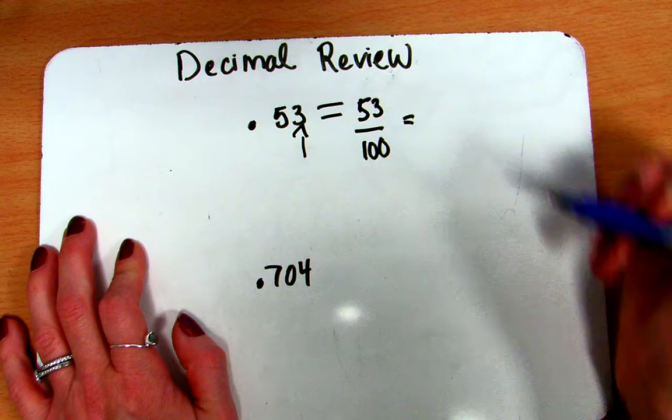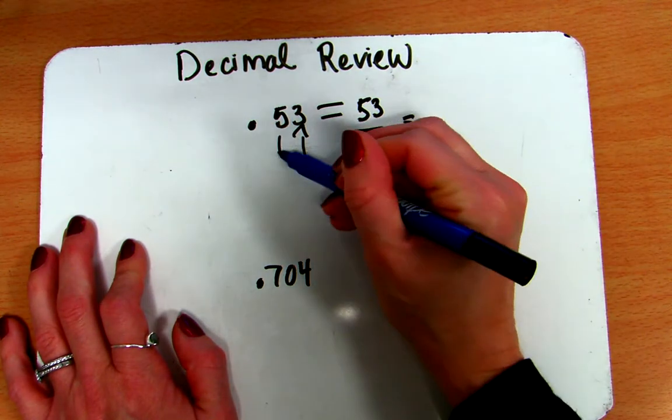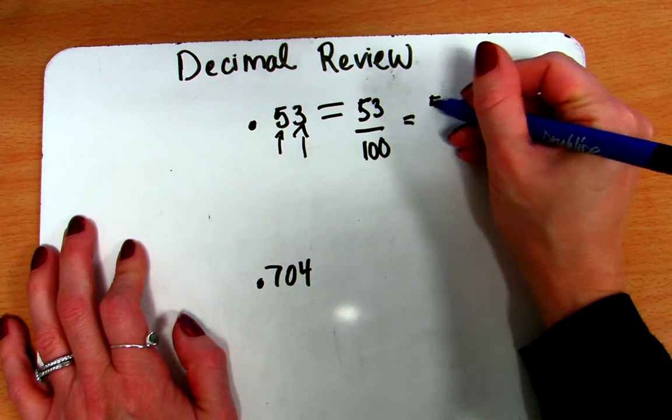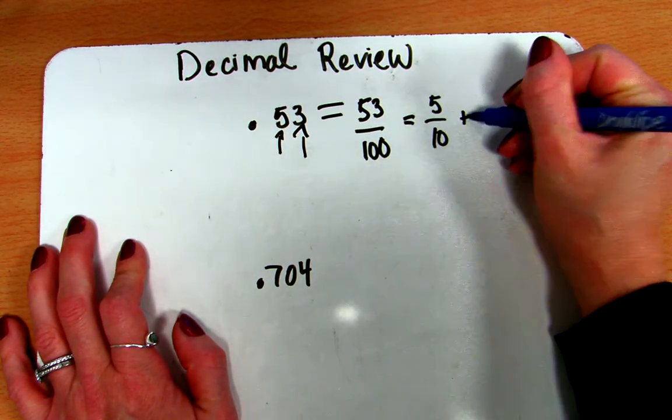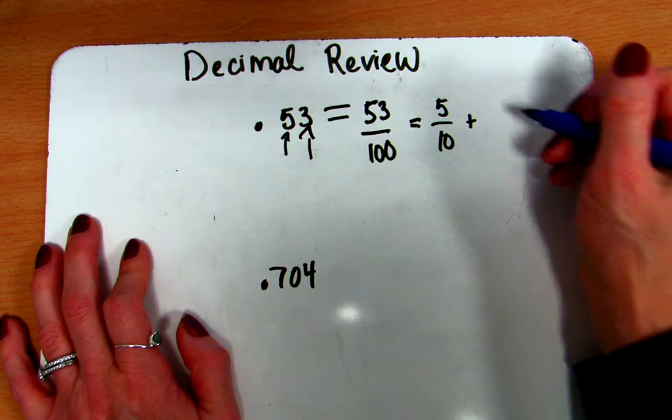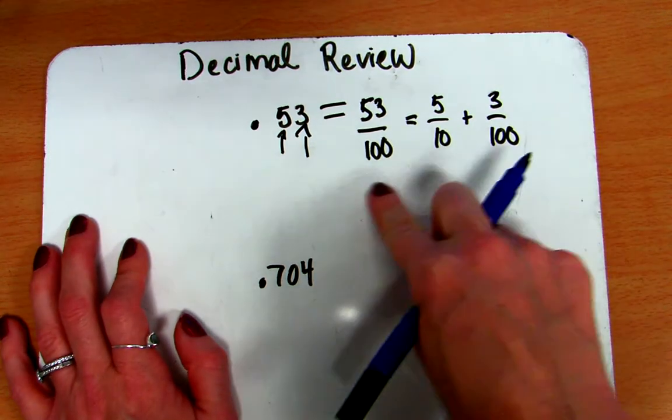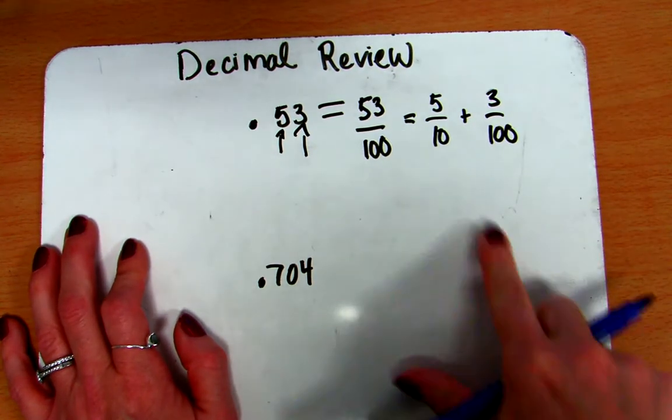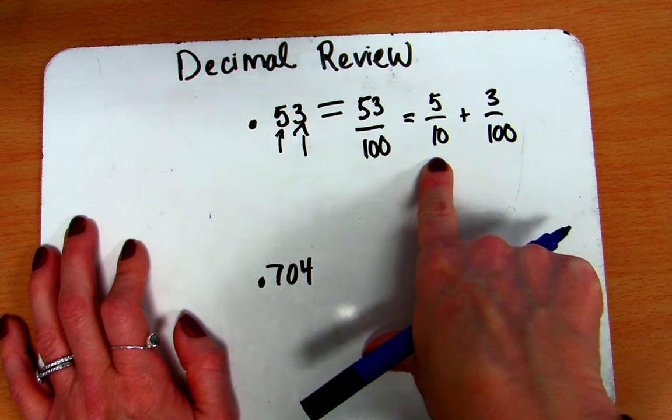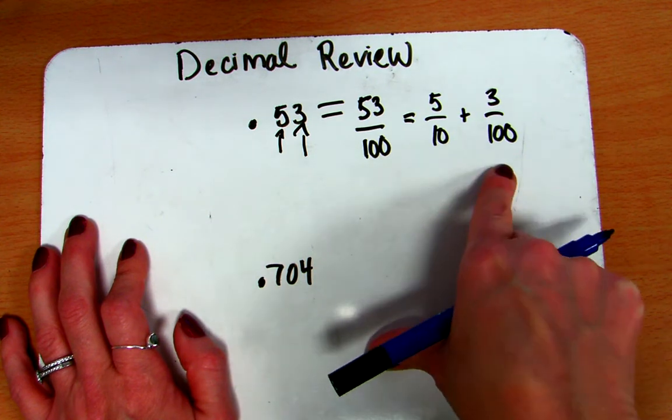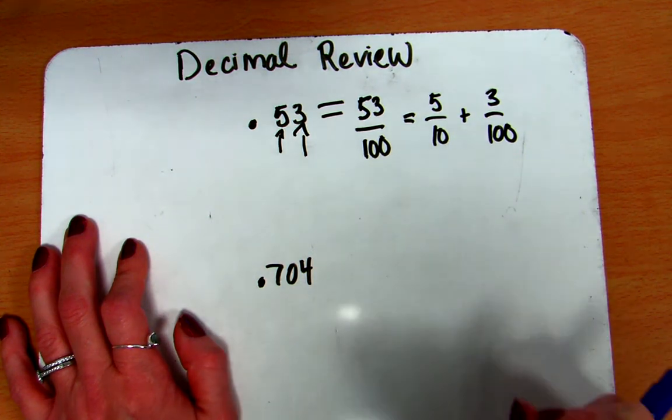Another way to think about this is that I've got a 5 in the tenths place, so I've got 5/10ths plus I've got a 3 in the hundredths place, 3/100ths. Same thing, 53 hundredths is 5/10ths plus 3 hundredths. Because if we change 5/10ths to hundredths, it'd be 50 hundredths, and another 3 hundredths would give us 53 hundredths.